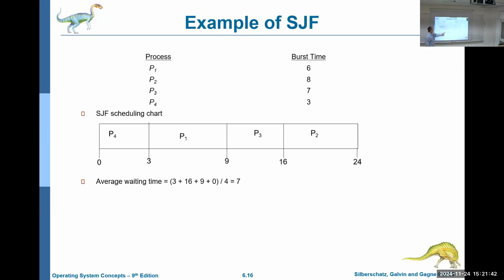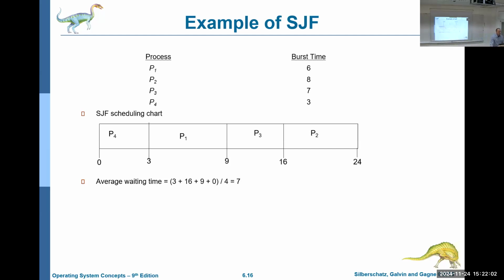Well, what is the 3? The 3 is for P1. P1 waited 3. 16 is for P2. He didn't start till 16. This is for P3, he's till 9. And lucky P4 was only 0. We add it together, divided by the number of processes, and we get 7. The average wait time is 7.